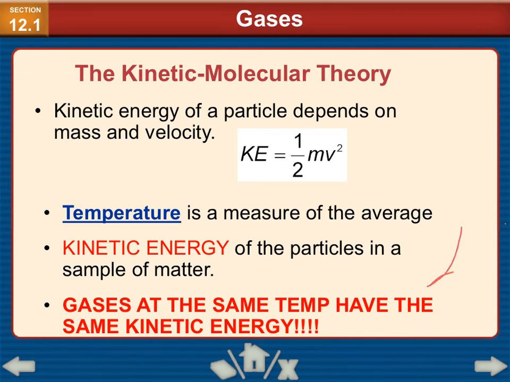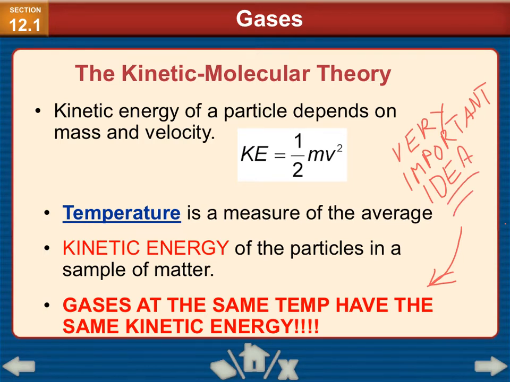This is, again, the kinetic molecular theory model. And another idea in this model is that the kinetic energy of a particle depends on the mass and its velocity. In other words, KE, kinetic energy, is equal to 1/2 mv squared, which is an idea you've seen before in your physics or your CPS class.